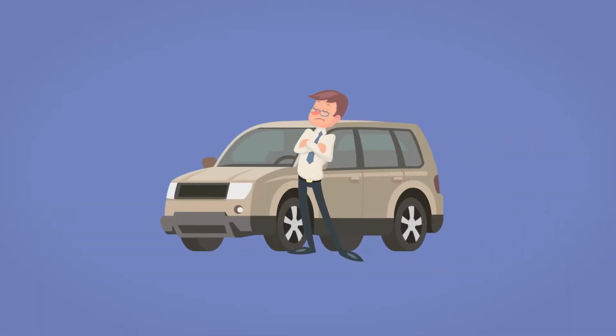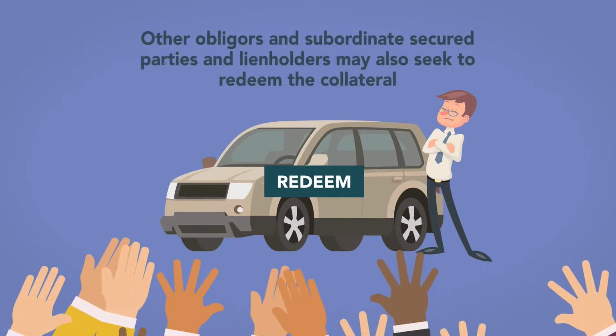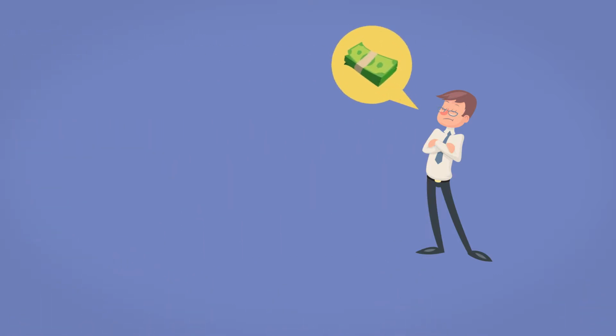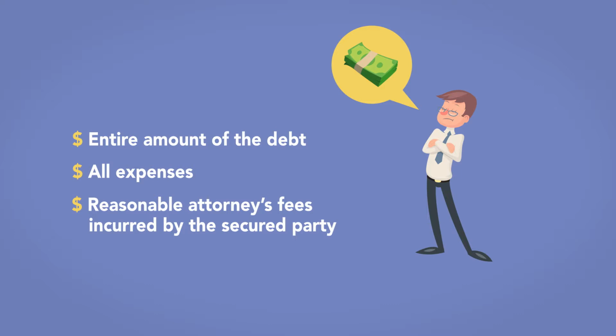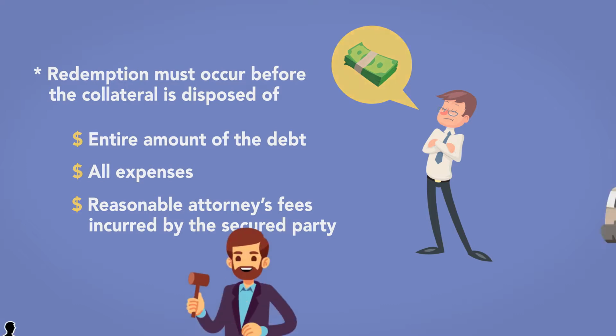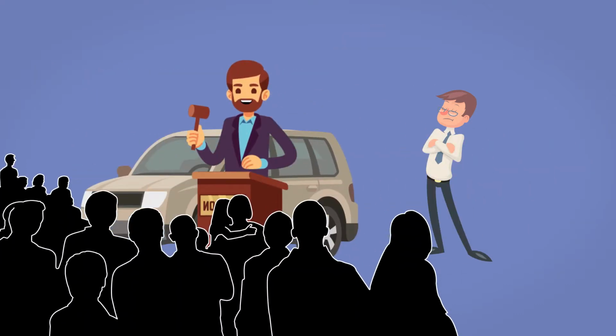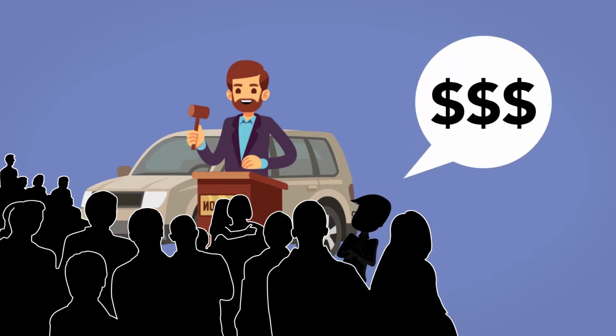A debtor who does not want to lose the collateral can seek to redeem it. Other obligors and subordinate secured parties and lien holders may also seek to redeem the collateral. Redemption requires more than just catching up on the overdue payments. The redeeming party must tender the entire amount of the debt and all expenses and reasonable attorney's fees incurred by the secured party. Redemption must occur before the collateral is disposed of. Alternatively, if the secured party has noticed an intent to sell the collateral at public sale, the debtor is free to bid at the public sale and try to buy it back.